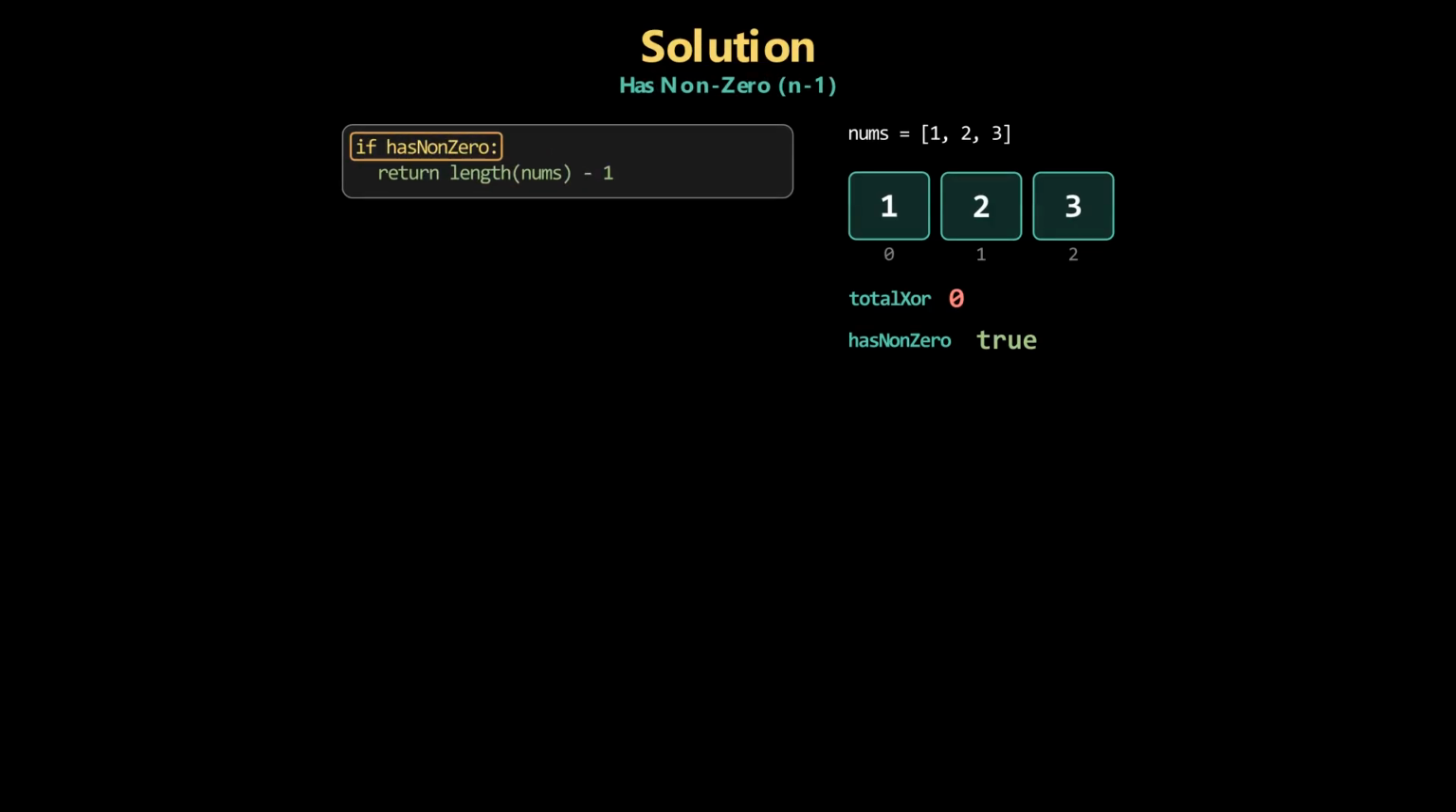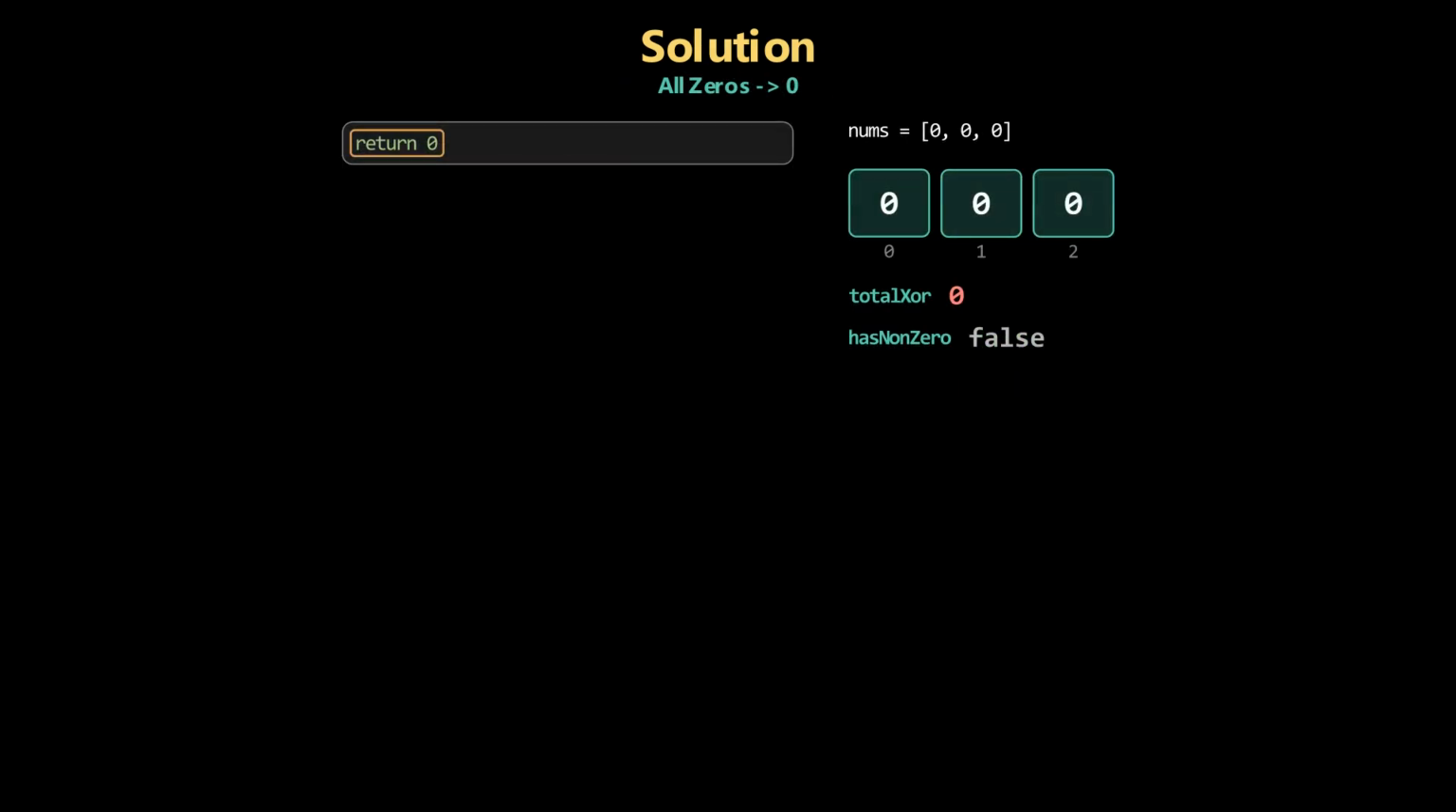If the total XOR sum is 0, but the array contains at least one non-zero number, removing that single non-zero element guarantees a non-zero XOR sum for the remaining elements. We return the array length minus 1. Finally, if every single element in the array is 0, it is impossible to form any non-zero XOR sum. We drop through to return 0.